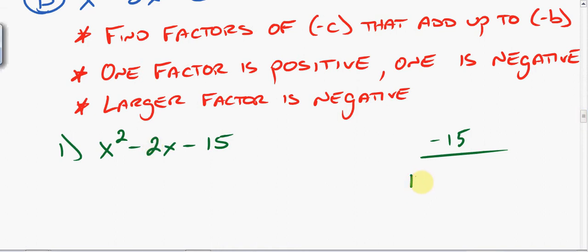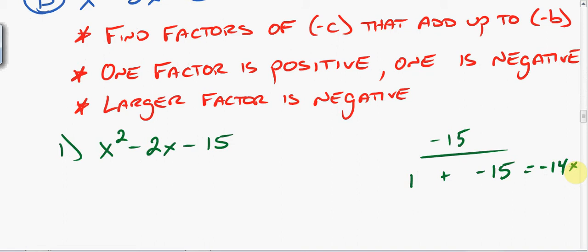So we'll start with the factor of 1. 1 goes into 15 15 times. Remember, the larger factor is negative now, so let's make 15 negative. So 1 times -15 is -15. 1 plus -15 gives us -14, which is not -2, so those two factors don't work.